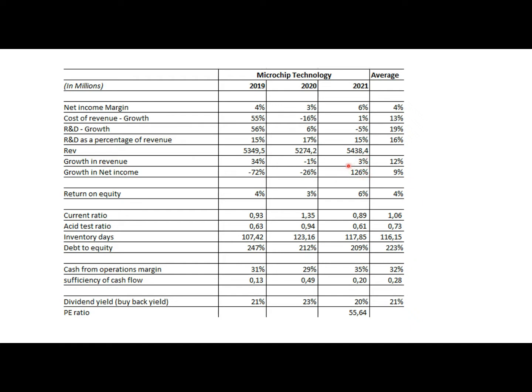You grew it by 126%. So tight cost control and an increase in revenue all led to an explosion in growth in net income. Very good. Return on equity makes sense. It is a bit mediocre, but again, the entity needs to be commended.